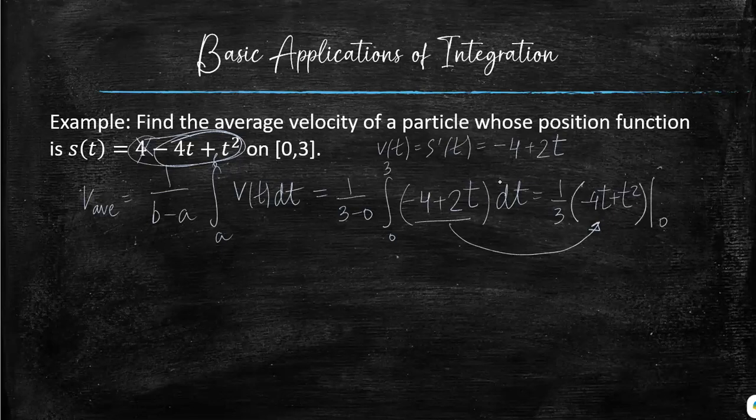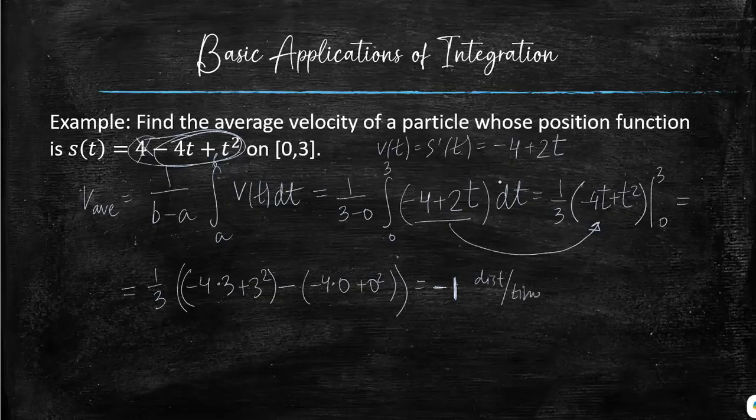And the integral is from 0 to 3, and we're almost done. 1/3 times, -4 times 3 plus 3 squared, minus -4 times 0 plus 0 squared. So the final answer will be -12 plus 9, which is -3. -3 over 3 is -1, whatever the units are: distance units divided by time units. Alright, so we found the average velocity of a particle whose position function was given.